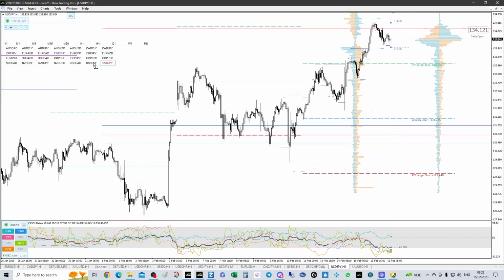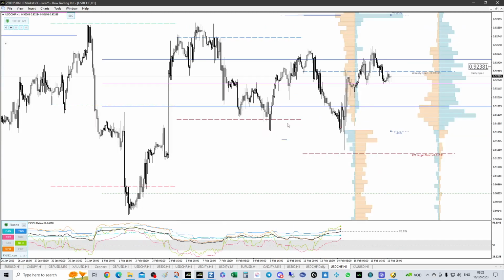And dollar Swiss. It's just old liquidity probe, isn't it?